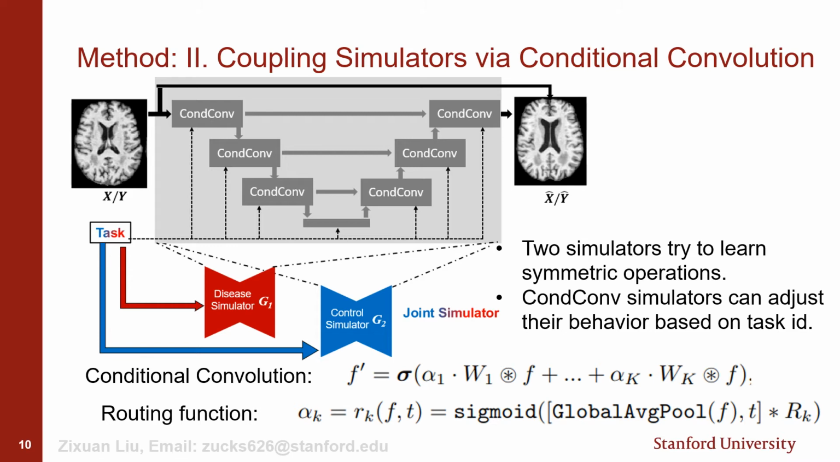The learnable weights can be inferred by a routing function with the specific task ID embedded as a part of the input of the routing function. With this design, the coupled simulators with conditional convolution layers can adjust their behavior based on the specific task ID.